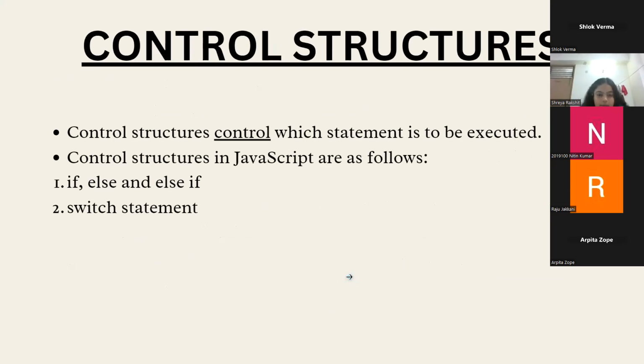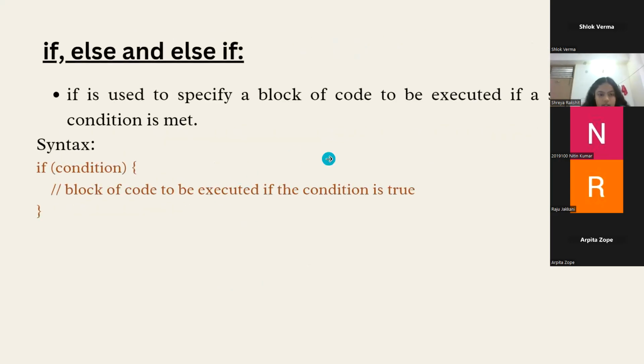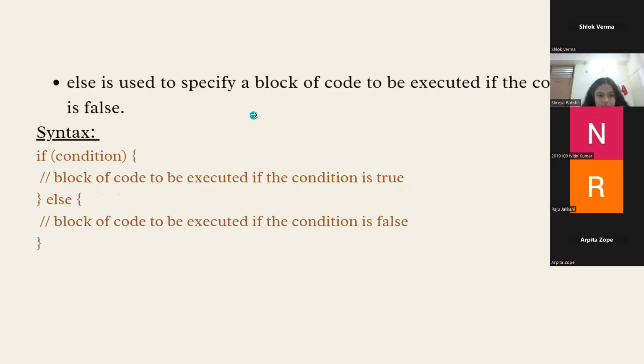Control structures are basically used to control which statement is to be executed. In JavaScript, we mainly use two kinds of control structures. The first is if, else, and else if. The second one is the switch statement. So start with if, else, and else if. If is used to specify a block of code to be executed if a specific condition is met. This condition will be checked first. If this is true, then this block of code will be executed. Otherwise, it will not. Else is very much related with the if statement. So if the condition mentioned in the if statement is false, then the else block of code will be executed.